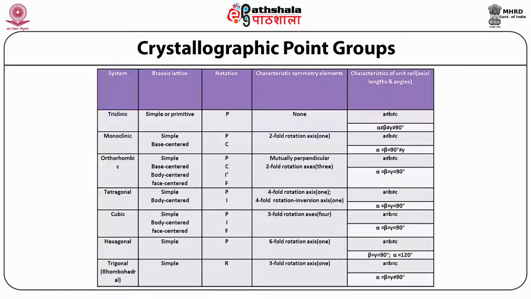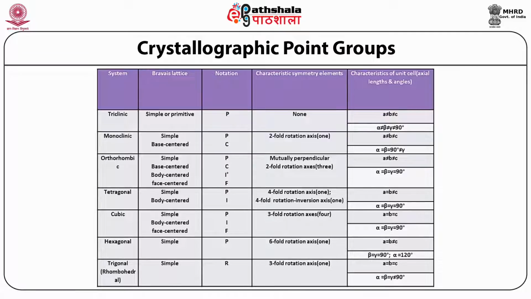The hexagonal system, which is the sixth one, has Bravais lattice 1, that is simple. It's represented by the notation P. It has six-fold rotation axis 1. Its characteristics of unit cell are A is equal to B is not equal to C, beta is equal to gamma is equal to 90 degrees, and alpha is equal to 120 degrees.